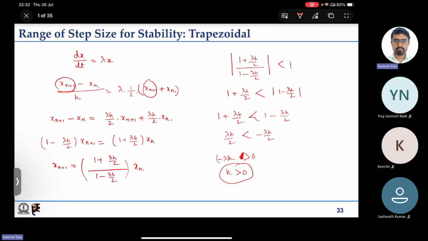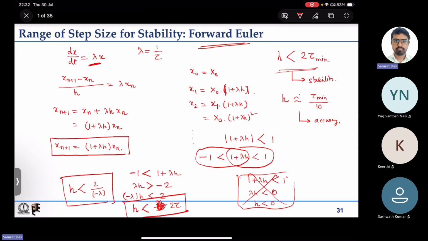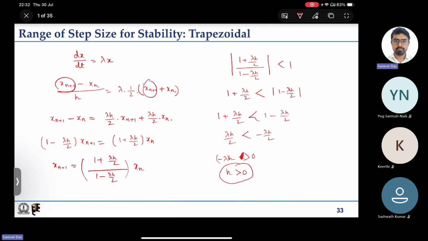So we saw from these examples that for any implicit method like backward Euler or trapezoidal, for any positive value of step size, the system is actually stable. Unlike the simplest case, which is forward Euler, in which the step size has to be lower than 2 times the minimum time constant, but for accuracy it has to be at least 1/10 of the minimum time constant.